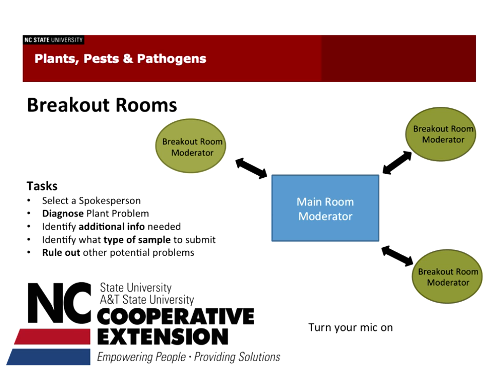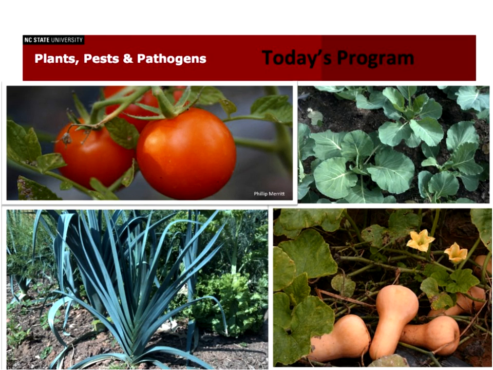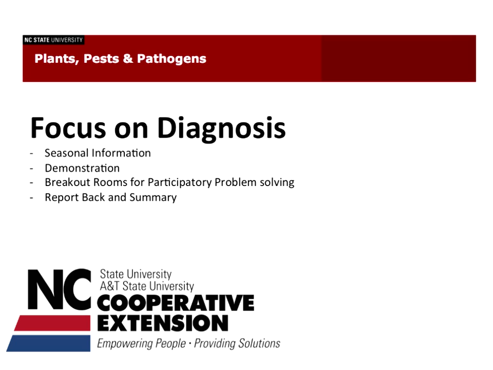Today we're going to be focused on vegetables, summertime vegetable issues. The layout for today's program is we're going to talk a little bit about seasonal information, then we're going to have a demonstration. Mike and Matt will work through the process of diagnosing a couple of problems, and then we'll split up into our breakout rooms for some participatory problem solving, and we'll come back and go over those issues as a group.